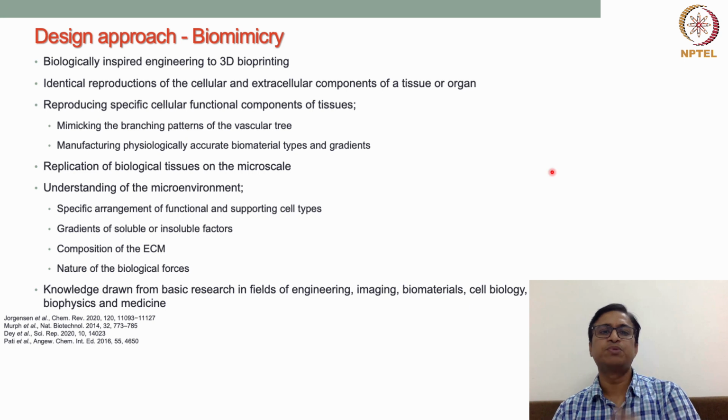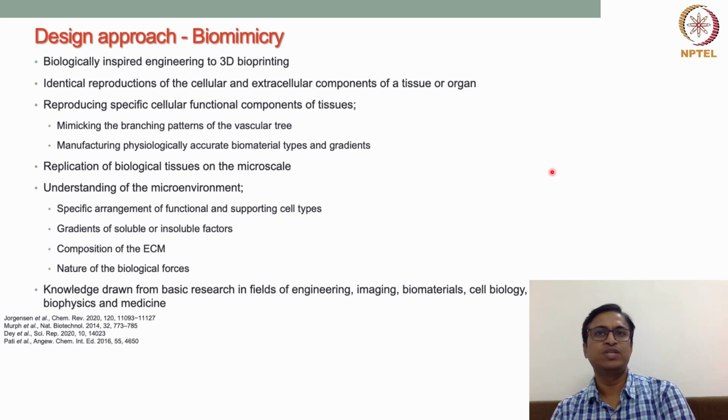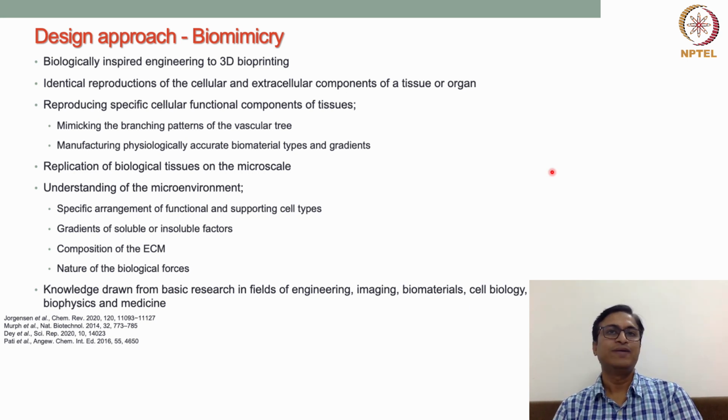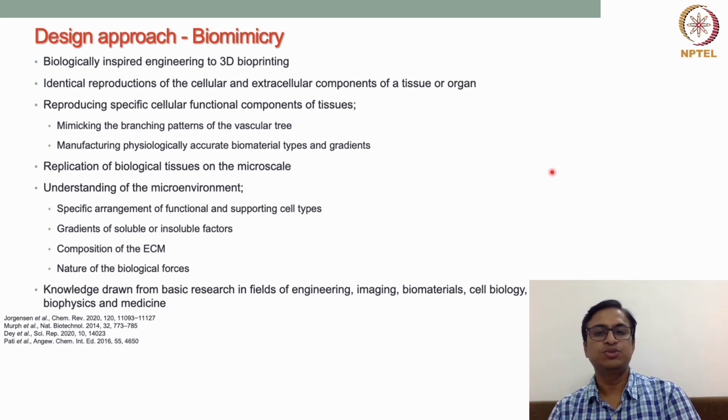So identical reproduction of the cellular components of that particular tissue. What are the different types of cells present in that tissue? We need to check on this, understand what the different cell types present are, and then how those cells are organized or arranged. When we do all these things, we can reproduce the cellular arrangement, cellular alignment and cellular organization. Then only can we bioprint that particular tissue or organ.